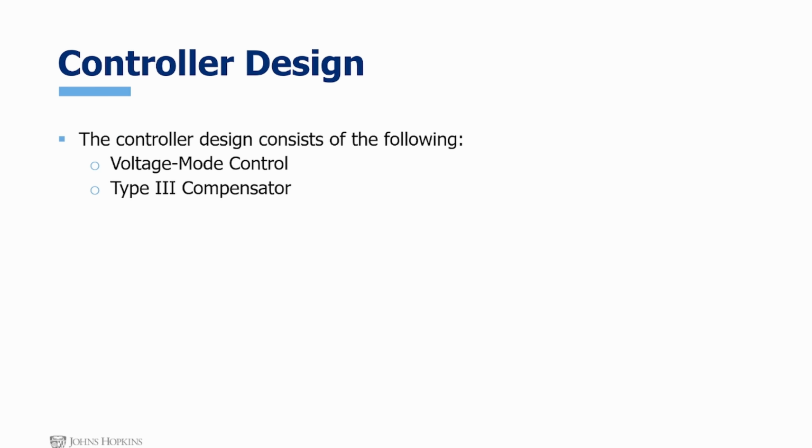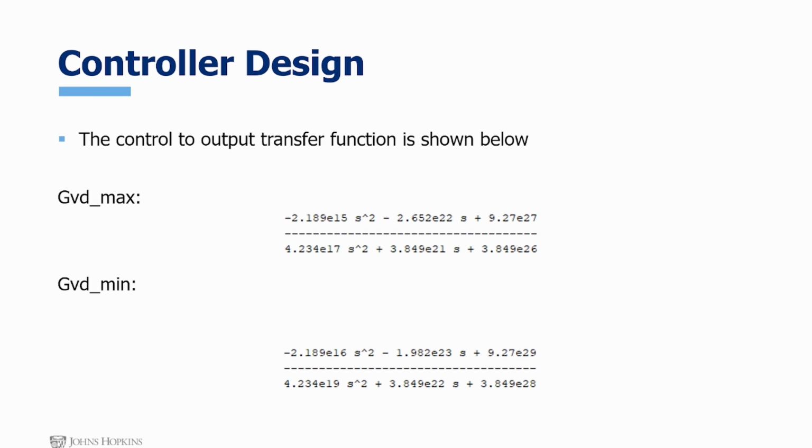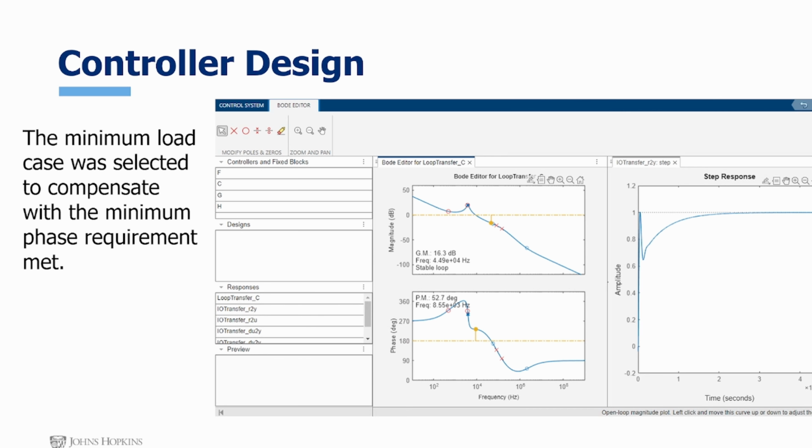For the controller design, it consists of voltage mode control, as well as a type 3 compensation network. The control-to-output transfer functions are shown below for both the max load case and the minimum load case. This is the CISO tool output for the minimum load case.